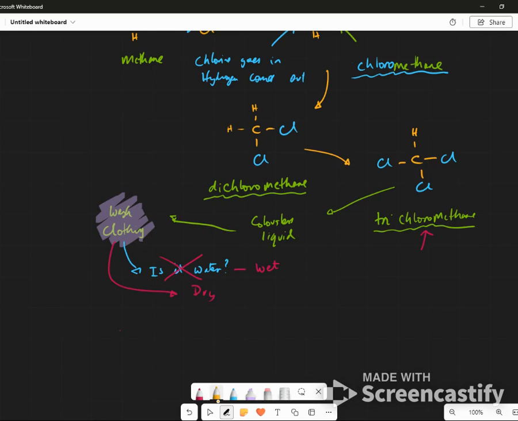Does anyone know where we're going with this? Water's wet, trichloromethane is dry. This is dry cleaning fluid. This is what they wash your clothes in if you take them to the dry cleaners, because your clothes aren't washed with water; they're washed with dry cleaning fluid. Now this stuff, why do we use it? Well, it's covalent, by the way. So obviously, it's a covalent compound, and because it's covalent, it dissolves things like grease. Dissolves grease and horrible things.